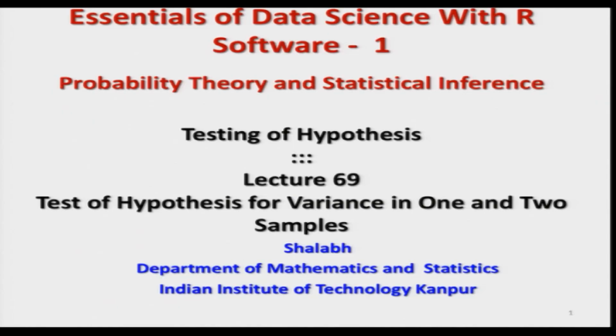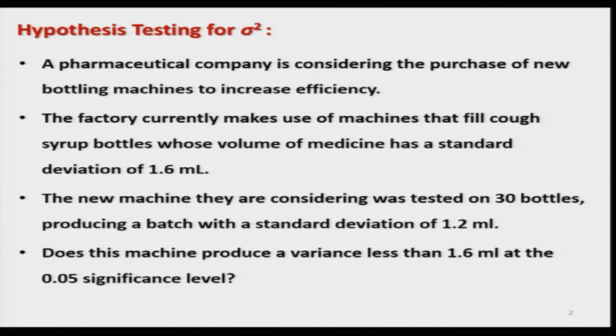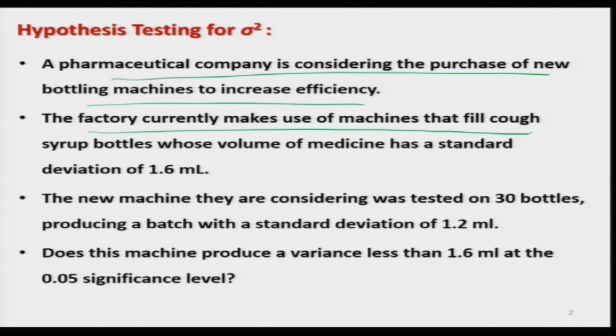Okay, so now we consider the test of hypothesis first in the one sample case. There can be many examples where you would like to use such a test of hypothesis. For example, a pharmaceutical company is considering the purchase of a new bottling machine to increase efficiency, so that the variation in the quantity in different bottles is not very high. For example, at the moment the factory is using machines to fill cough syrup in bottles whose volume has a standard deviation of say 1.6 ml.